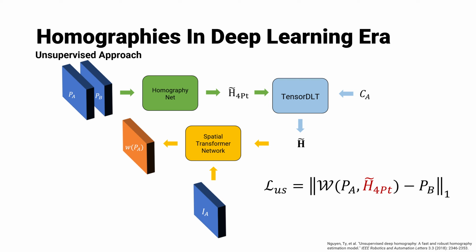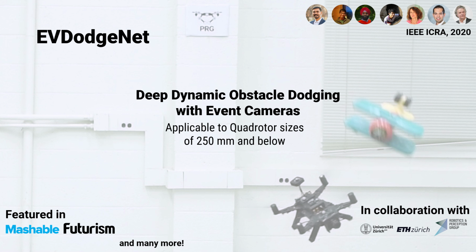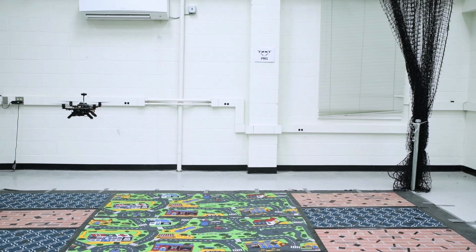Beautiful. So we utilize these concepts of homographies in the deep learning era in dodging dynamic obstacles. This was a work done in collaboration with the University of Zurich and ETH Zurich, with Professor Davide Scaramuzza's group. What we did in this case is we coupled the aerial robot to a front and a down-facing event camera, and we were dodging. And this is what dodging looks like.